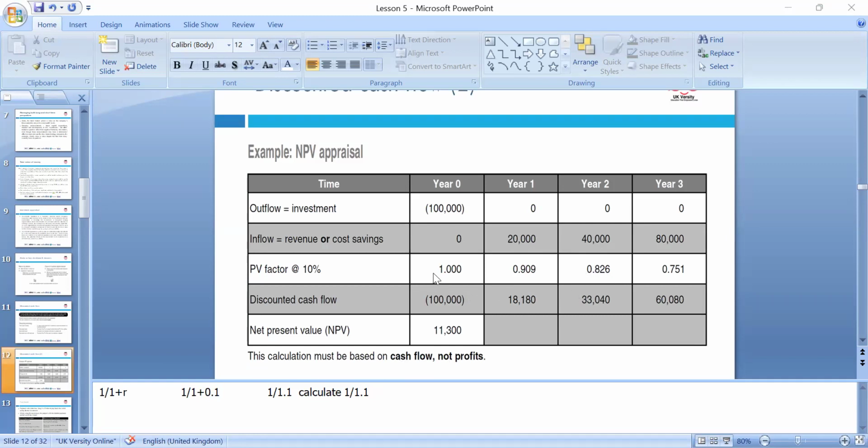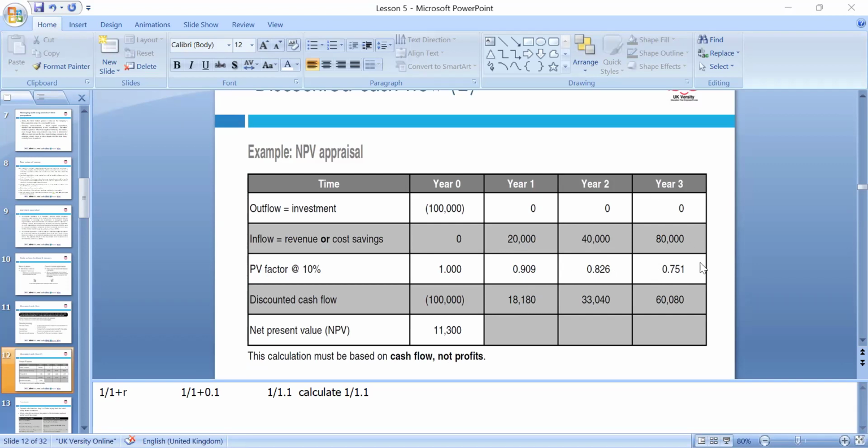So it means £1 in 1 year will be worth 91 pence if it depreciates by 10%. Year 2 will be 83 pence. Year 3 will be 75 pence. So if you're getting 20,000 pounds, it is actually 20 times 0.909, so you're getting 18,180 pounds in the real value of the money, because the value of the money has dropped. So in year 2 we multiply by the discount factor.